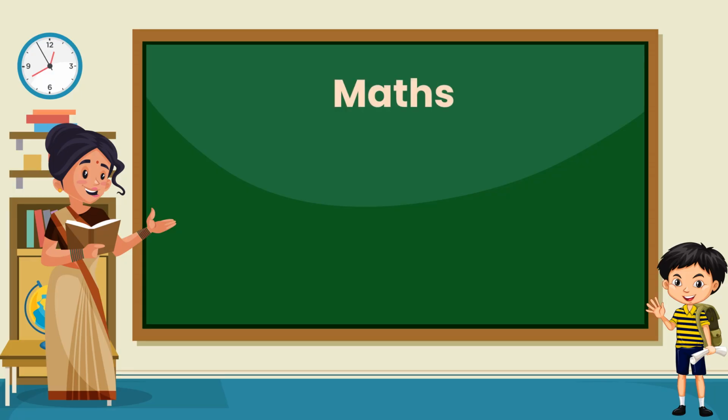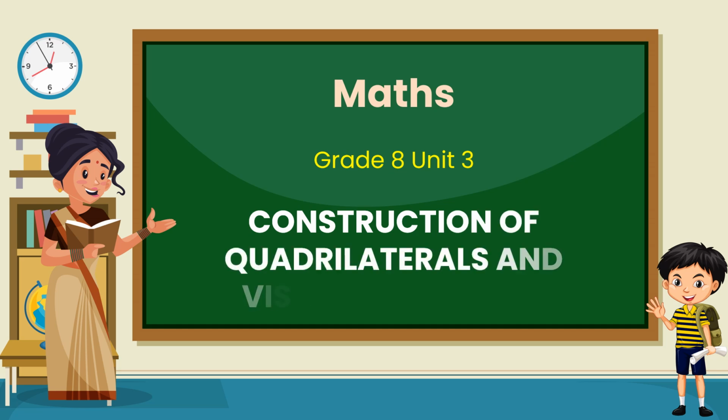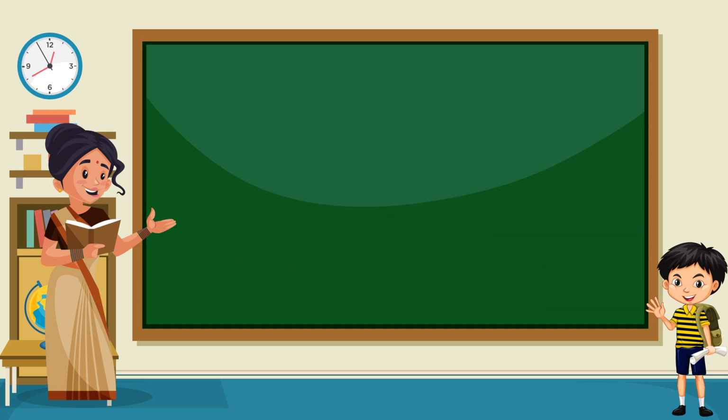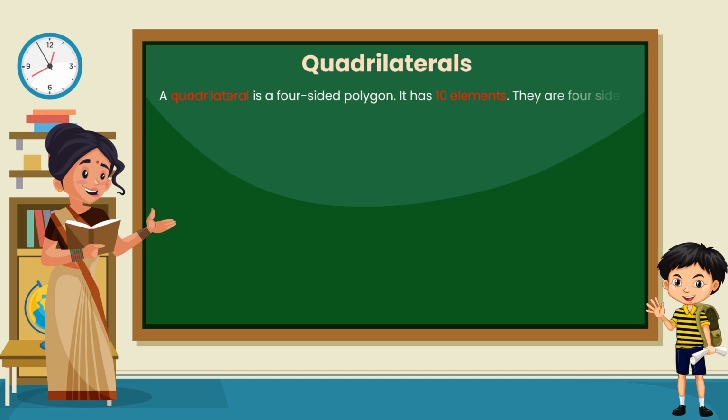Maths. Grade 8 Unit 3. Construction of quadrilaterals and visualizing solids. Quadrilaterals. A quadrilateral is a four-sided polygon. It has 10 elements. There are 4 sides, 4 angles and 2 diagonals.